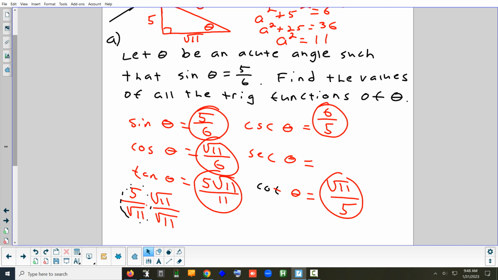All right, and my secant. The first step to find the secant is flip the cosine. But when we flip it, the square root goes to the bottom. What would we get when we fix it? Right? 6 square root of 11 over 11. Yep, 6 square root of 11 over 11. Good.